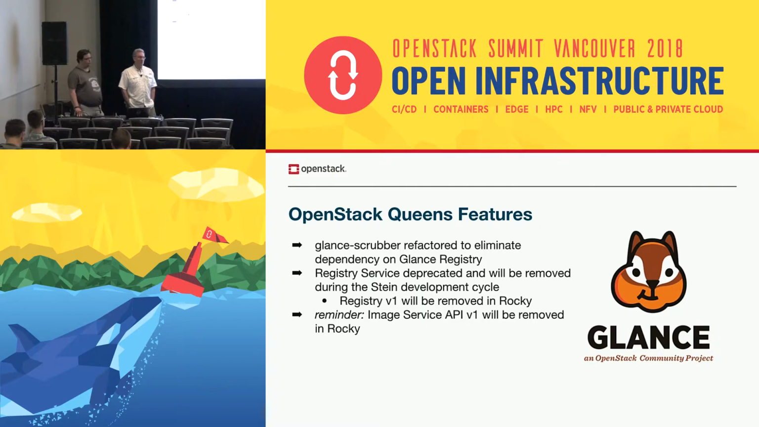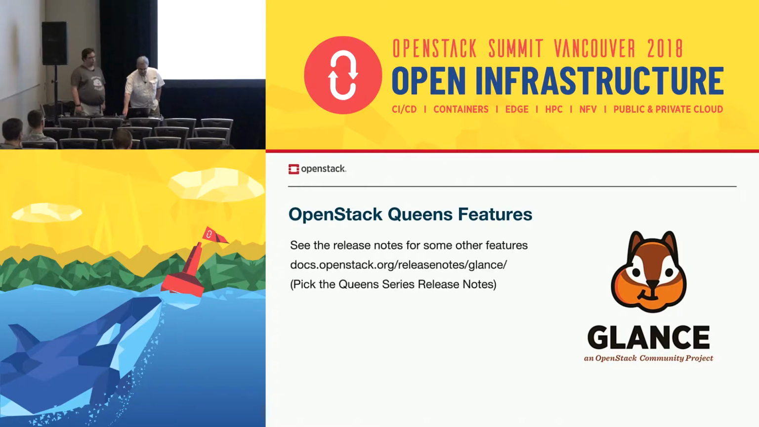The registry service itself is deprecated and is going to be removed during the Stein development cycle. But since the V1 API is being removed in Rocky, and it's the only thing that really is a consumer of the V1 registry, that's going to go away in Rocky also. And so I just want a reminder, the image service V1 API will be gone in the next release, so hopefully everybody's prepared for that.